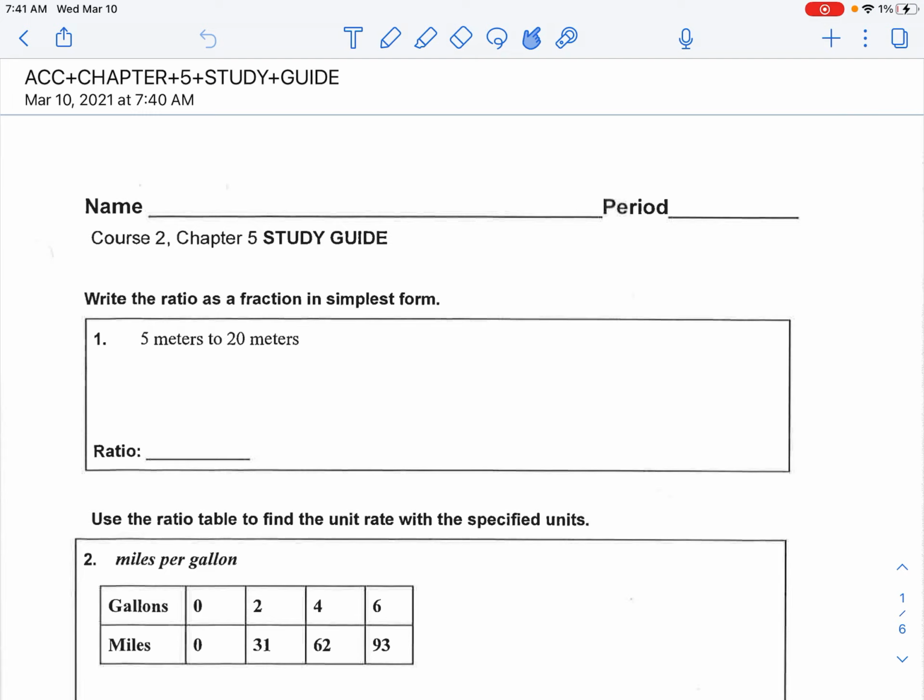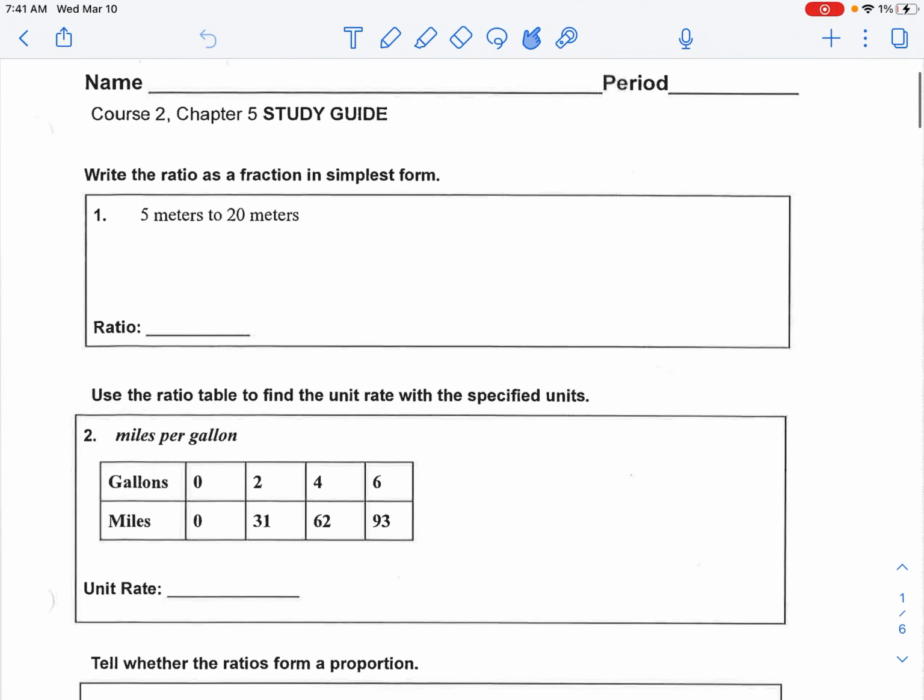Good morning. Okay, so make sure that you have that paper copy of your study guide out in front of you. And I'm going to go through the whole study guide with you. Your test is on Monday or Tuesday. So let's go ahead and check and see how you did.